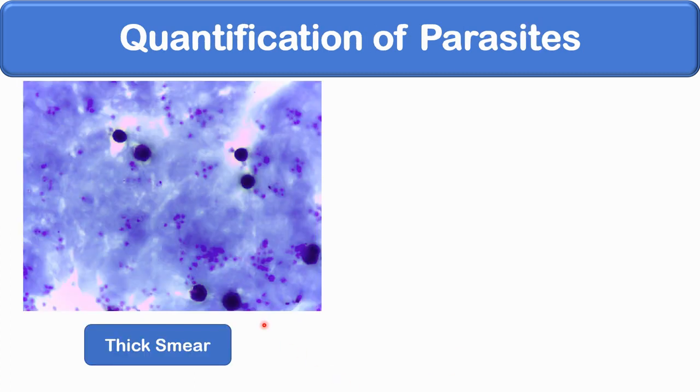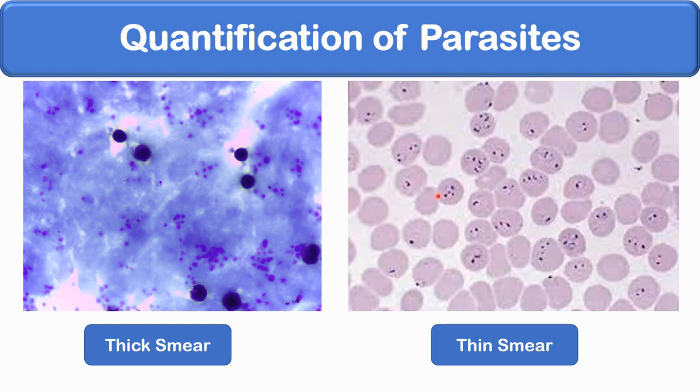Coming to quantification of parasites. Thick smear is preferred to thin smear for quantification of parasitemia. The quantification is done by calculating the number of parasites counted compared to the number of white blood cells in thick smear. And in case of thin smear, the number of parasites is compared to the number of RBCs in the thin smear. Quantification is helpful for assessing the severity of infection, monitoring the response to the treatment, and detecting drug resistance of Plasmodium falciparum.